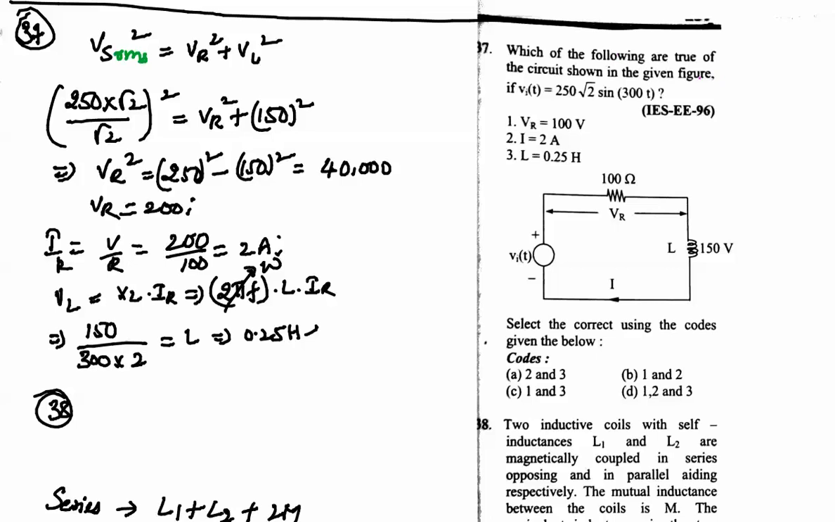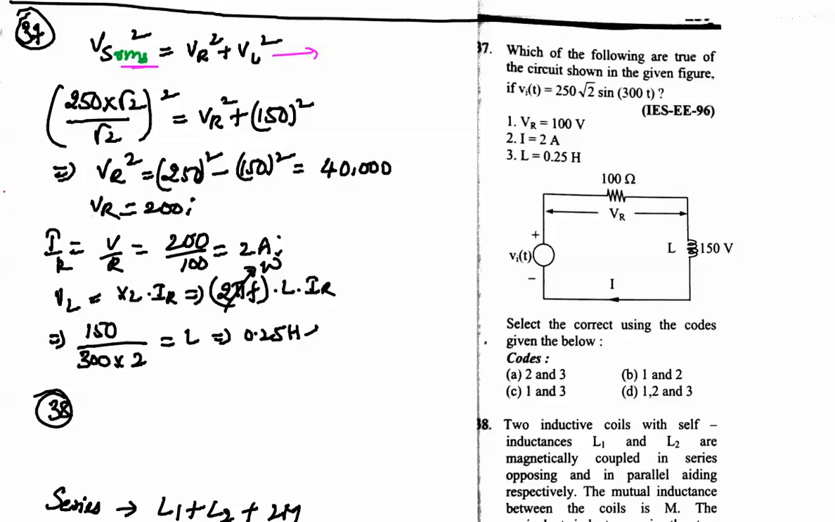Next, which of the following are true of the circuit as shown in the figure? V of t is equal to 215 root 2 into sin 300t. Vr is equal to 100 volts, I is equal to 2 amps, L is equal to 0.25. So we have to calculate everything in detail here. Vs RMS square is equal to Vr square plus VL square. So this is the equation. The important thing here is Vs RMS square, right?